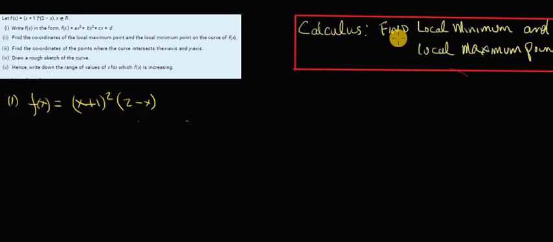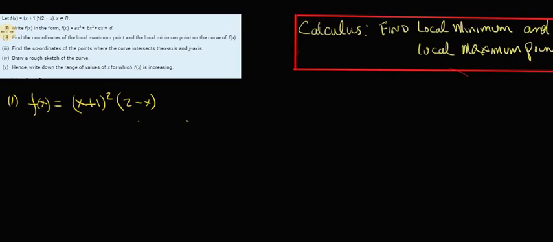This video is about finding the local minimum and the local maximum of a function or of a curve. We're given a function f of x is equal to (x + 1) squared times (2 - x), and x is a real number. You don't have to worry about this here. It's just telling you that any number can go into x here.